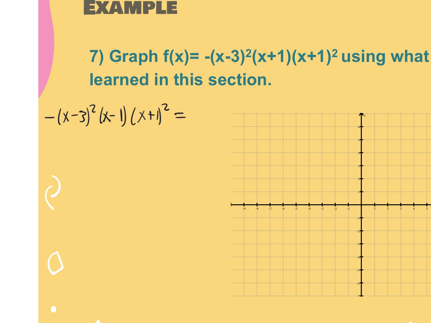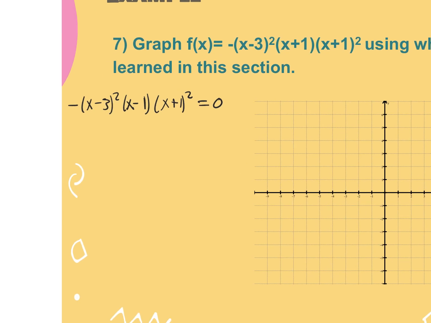Now, when we set this equal to 0, all I have to do is set all of my factors equal to 0, right? Let's divide this by -1 to get rid of the negative, and then let's set all of our factors equal to 0. So I get x minus 3 squared equals 0. I get x minus 1 equals 0. And then x plus 1 squared equals 0.